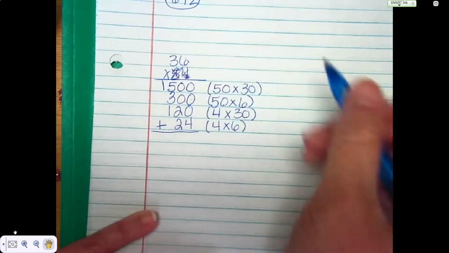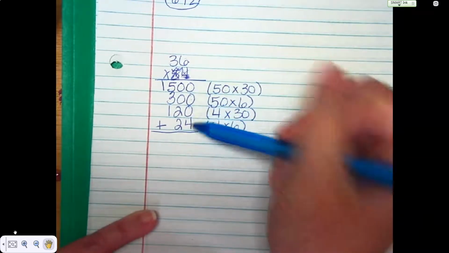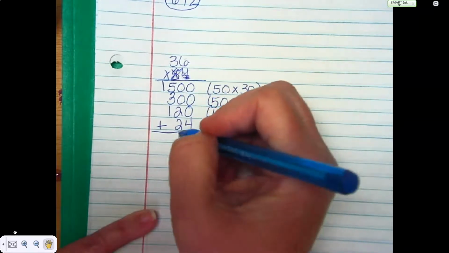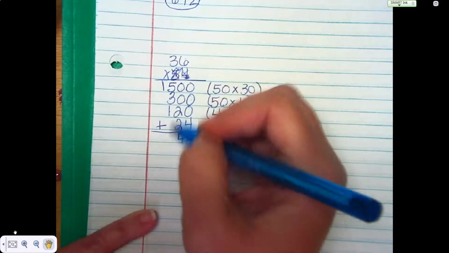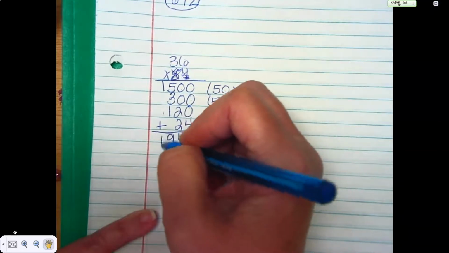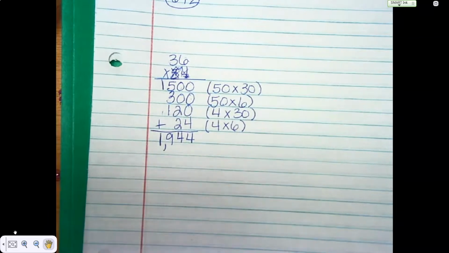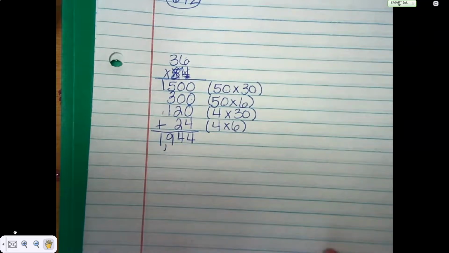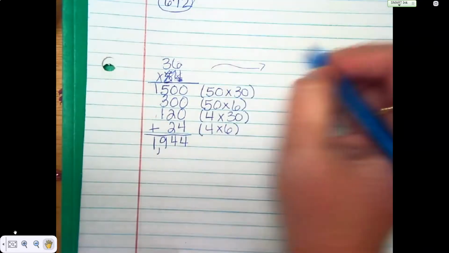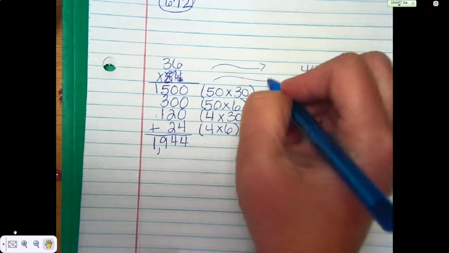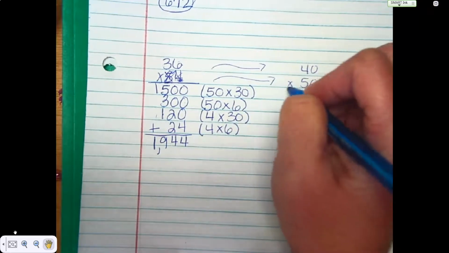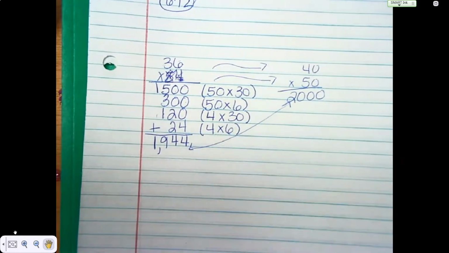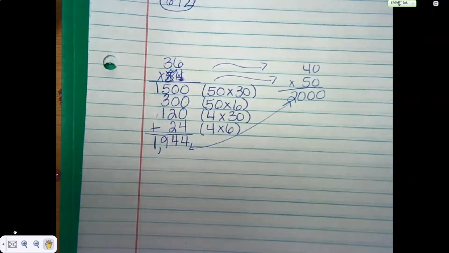So now I can add these. So we have 0 plus 0 plus 0 plus 4. It's 4. 0 plus 0, 2, 4. 5, 6, 7, 8, 9. And 1 plus nothing is 1. So my answer is 1,944. Again, if I wanted to estimate to make sure my answer seems reasonable, I know 36 would be about 40, and I know 54 would be about 50. If I multiply those, that gives me 2,000. And we know that these two numbers are close, therefore our answer makes sense.